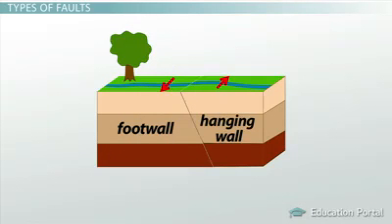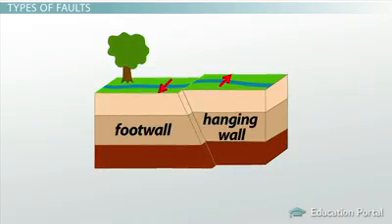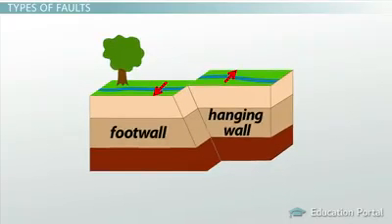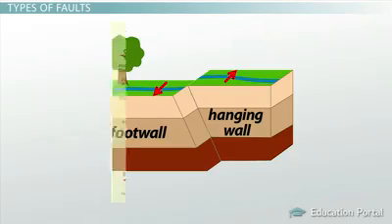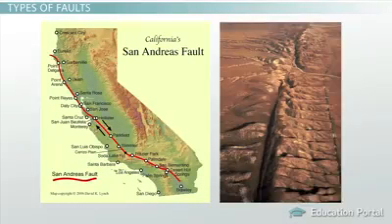Strike-slip faults are very similar. They slide past each other, and at the right moment, if there's enough friction that they get stuck, they suddenly slip apart, causing very powerful earthquakes. The San Andreas Fault that runs through California is one of the most famous strike-slip faults in the world because it's so large and causes so many earthquakes.